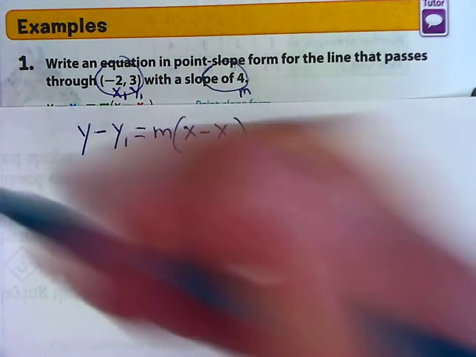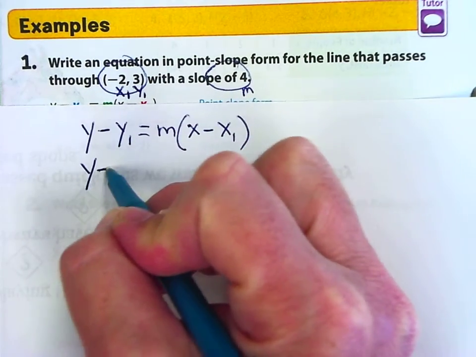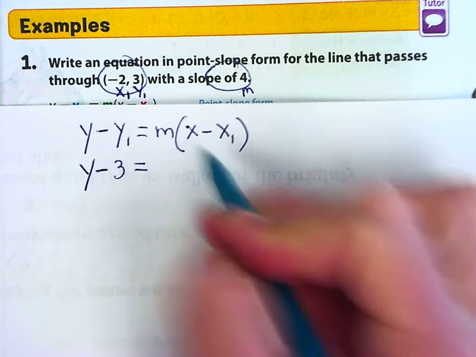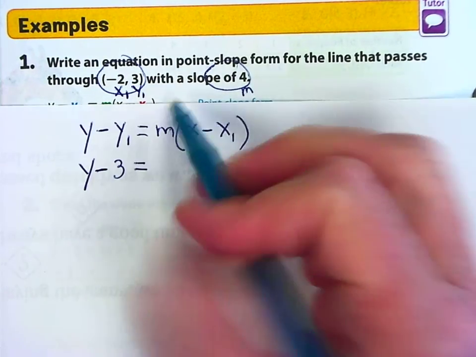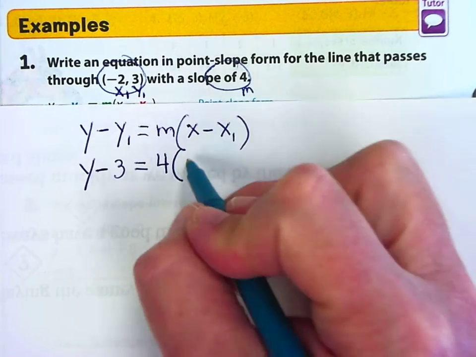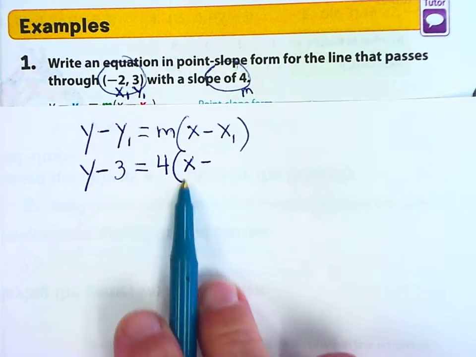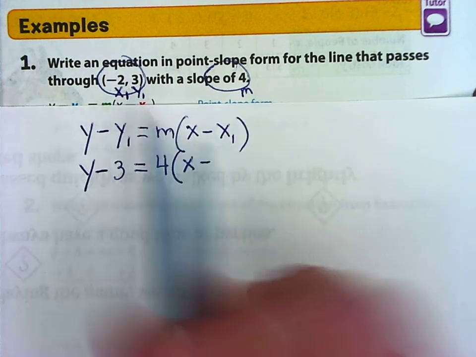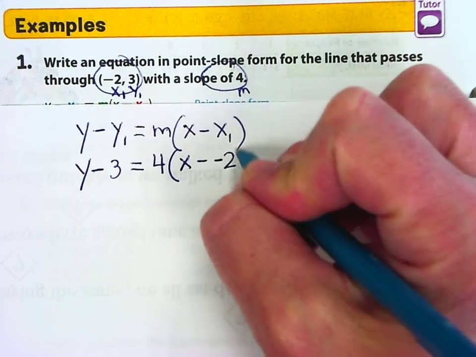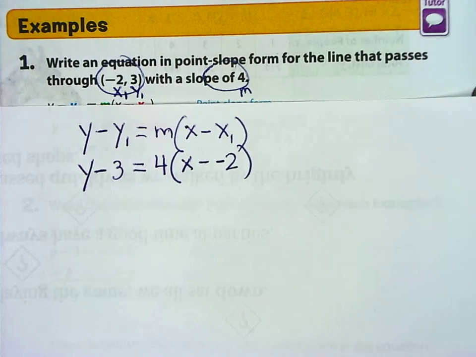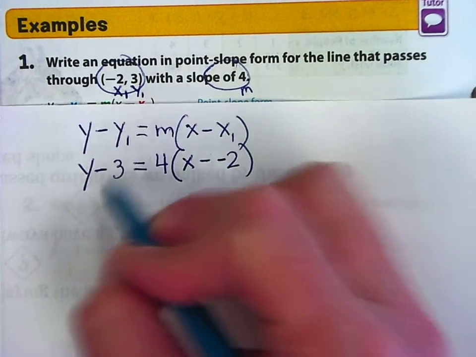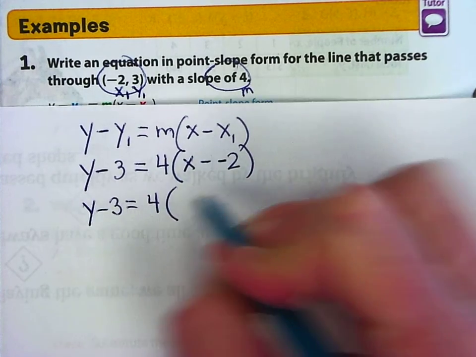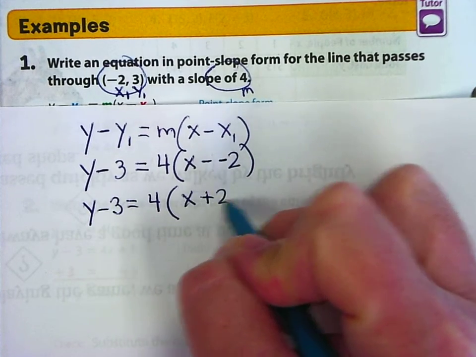So this comes first. This is going to stay y minus, and then y1 happens to be 3, so you plug in 3 there. Equals your slope m, so you place your 4 there, times x minus, this stays constant, and then your x1 happens to be negative 2. Now all you need to do is fix any double negatives you have. That's this right here, which is going to become positive. So y minus 3 equals 4 times x plus 2.